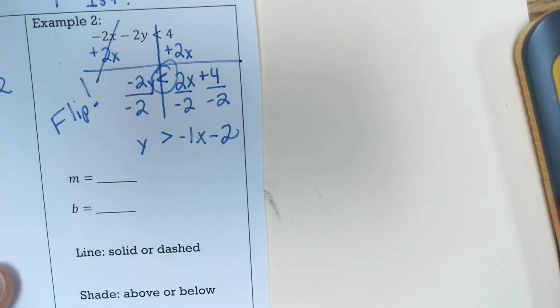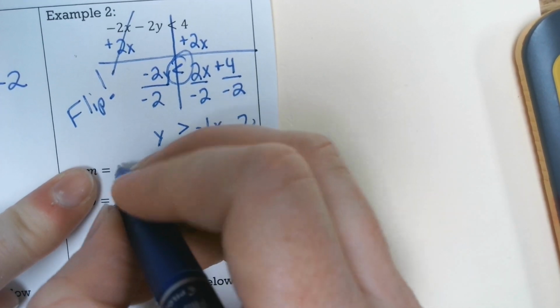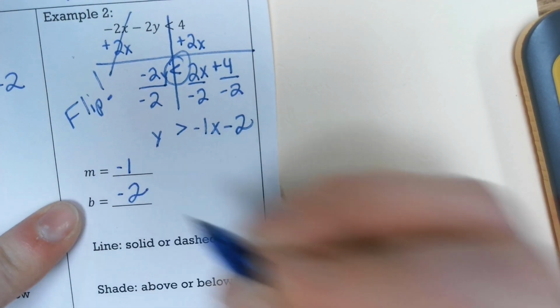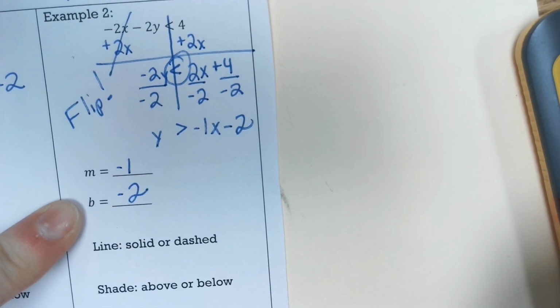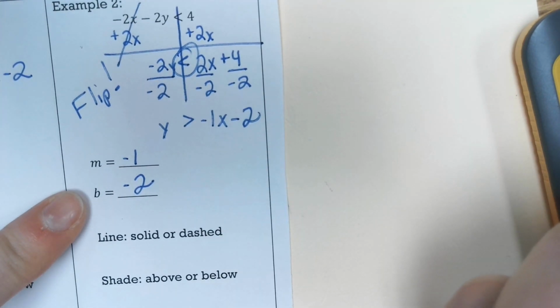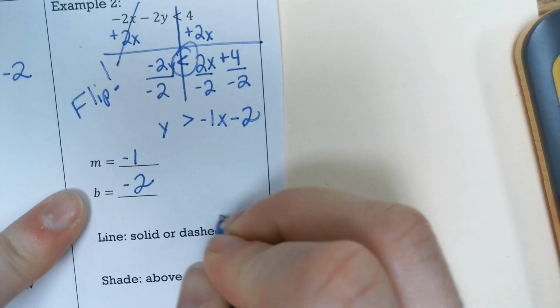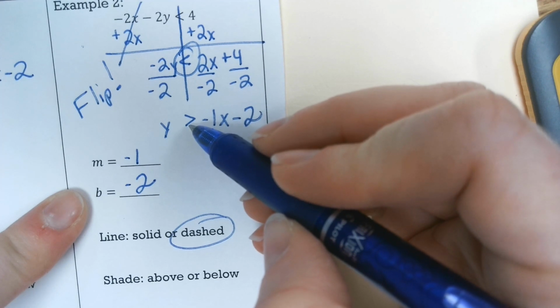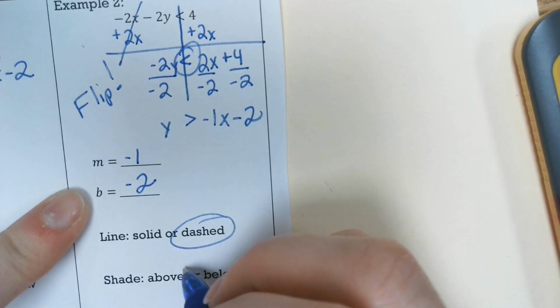All right, so now we just need to graph it. Our slope is negative 1. Our y-intercept is negative 2. Is this going to be solid or dashed? Dashed. And it's a greater than symbol, so how are we going to shade it? Above.